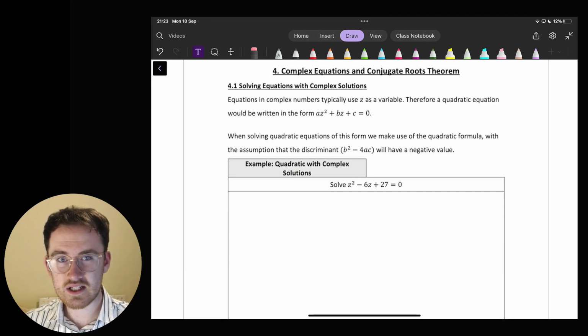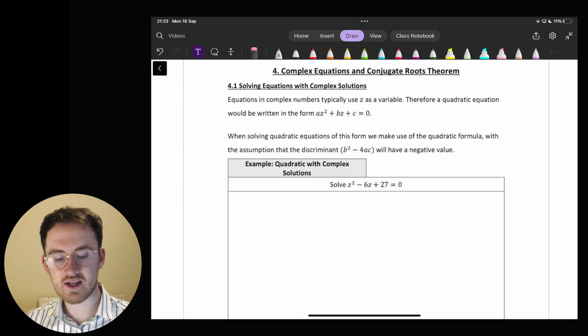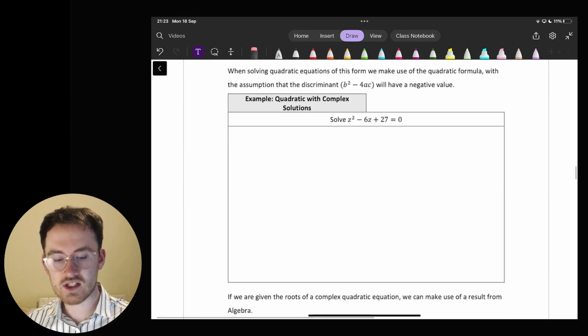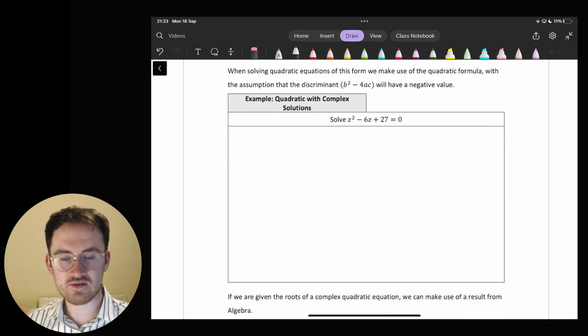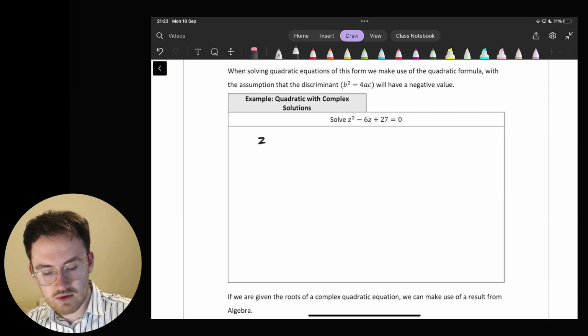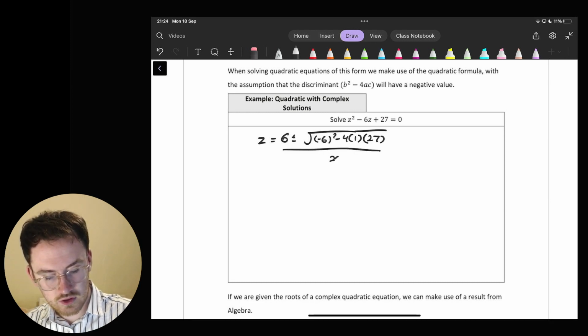Z's usually the variable instead of x, so we would write our quadratics as az squared plus bz plus c. If we're solving a quadratic in complex numbers, we generally go straight to the formula because we're expecting to have a square root that results in a negative number under the square root, so that we're going to be using our i so that we get our complex number solutions. So say we're going straight to the formula here, it's minus b, so minus 6, plus or minus the square root of b squared, so minus 6 squared, minus 4 by 1 by 27, all over 2 by 1.